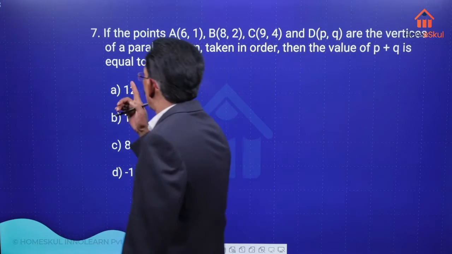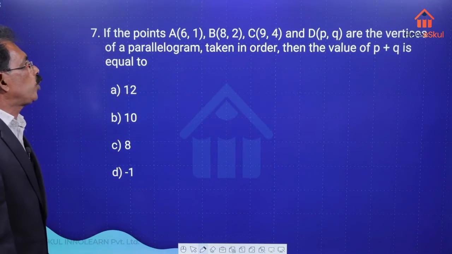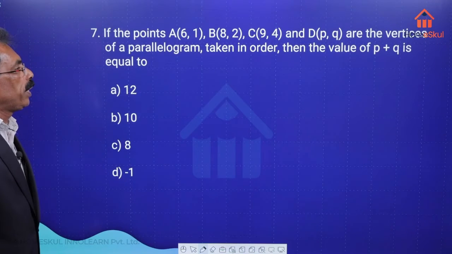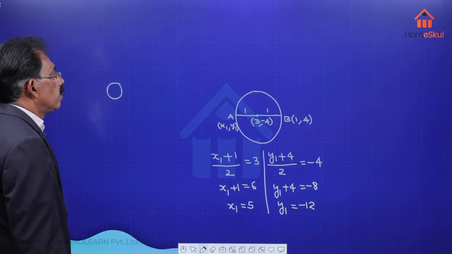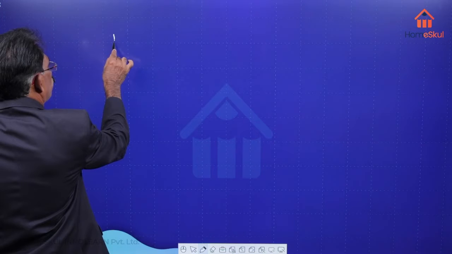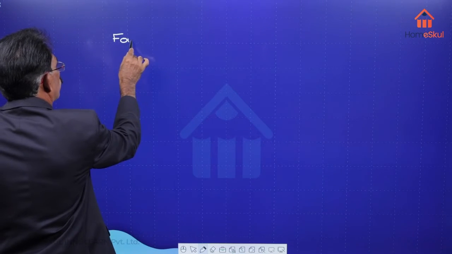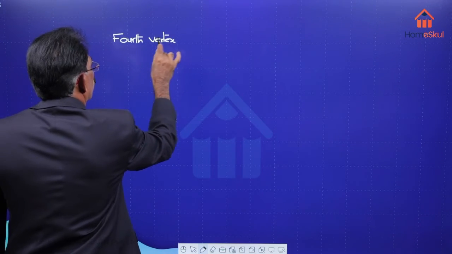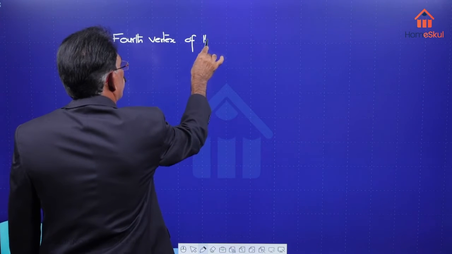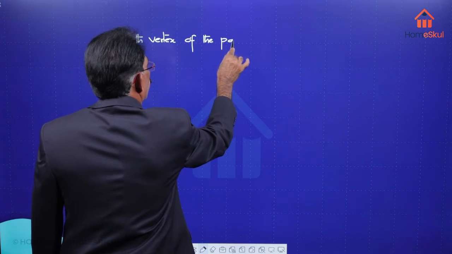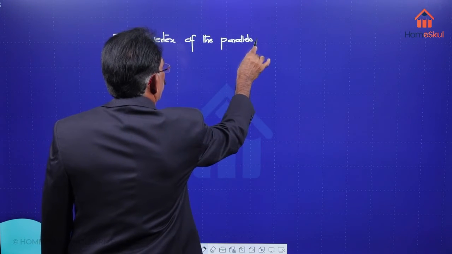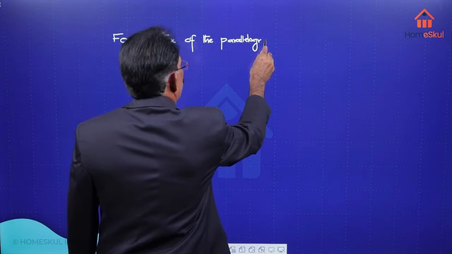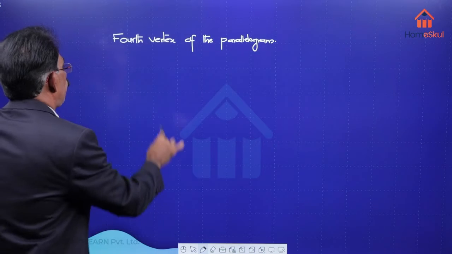Actually, the seventh question is there. If the points A(6, 1), B(8, 2), C(9, 4) and P(p, q) are the vertices of a parallelogram taken in order, then the value of p plus q is equal to. Look, the fourth vertex of the parallelogram. The fourth vertex of the parallelogram, look.